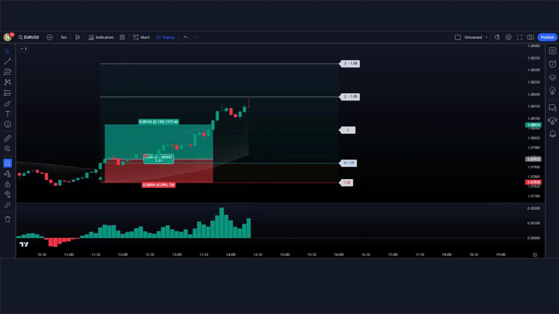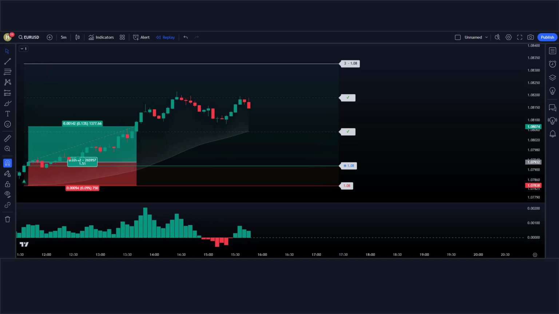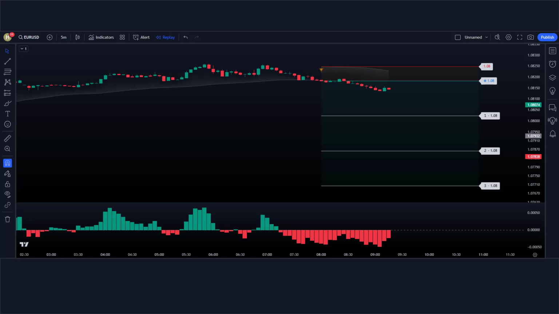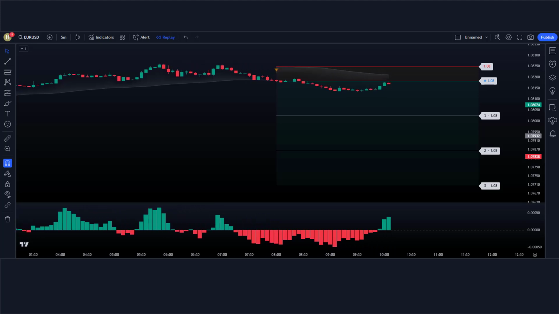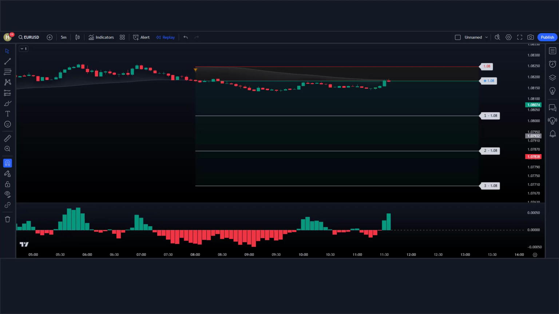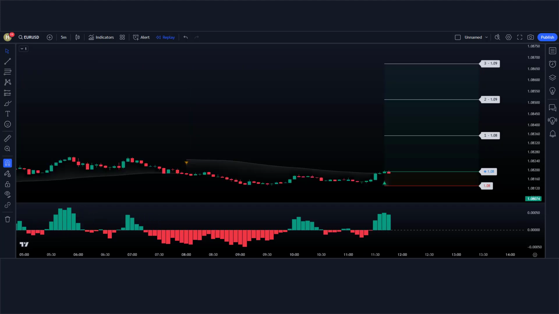I hope you have understood this trading strategy. If not, then don't worry, we will see multiple trades so that you definitely will understand. If you have any question related to this strategy, then you can ask in the comment section. We will try our best to answer all your questions.